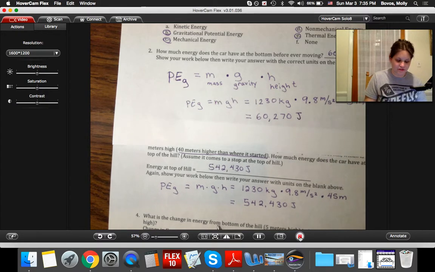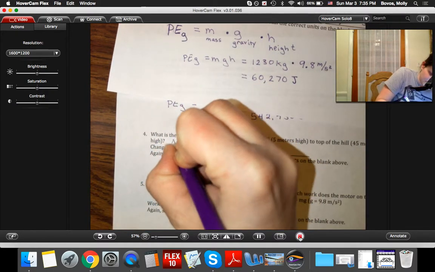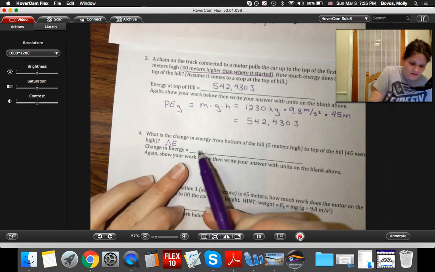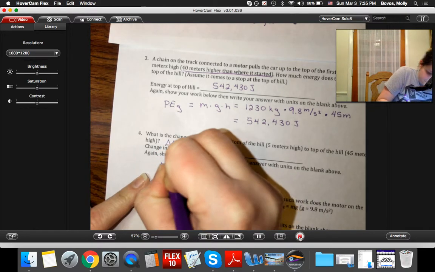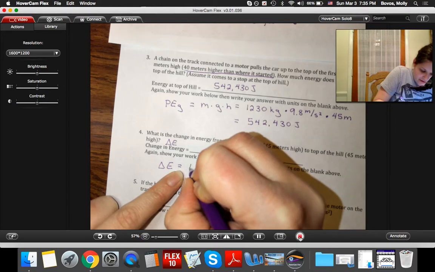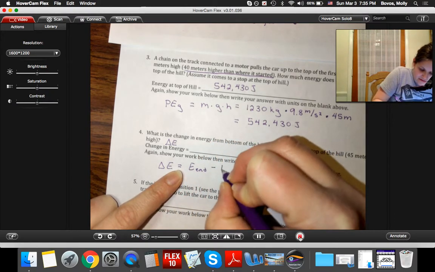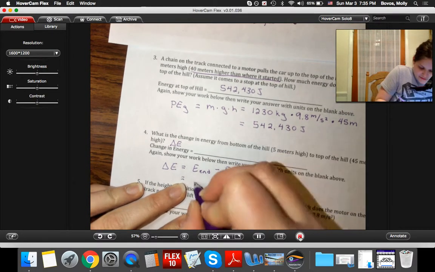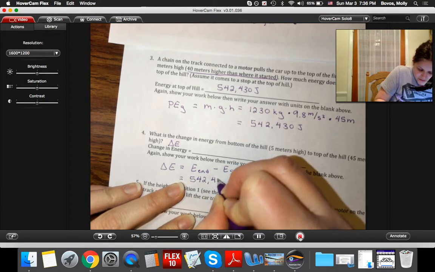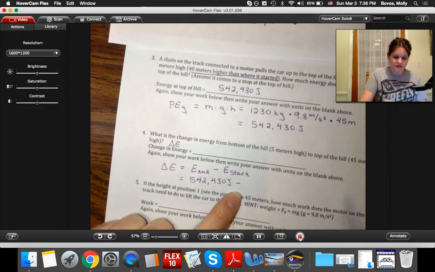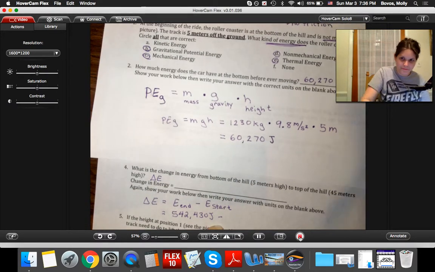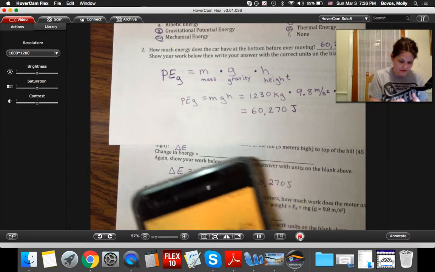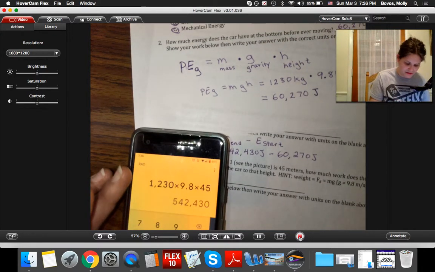Okay? Anytime we're dealing with a change in energy, when we deal with that delta, so this is delta E, we're just thinking about what things ended with, subtract what we started with. So our change in energy, delta E, is going to be equal to our ending energy minus our starting energy. In this situation, our ending energy was 542,430 joules minus our starting energy was, there we go, 60,270 joules. Easy enough.